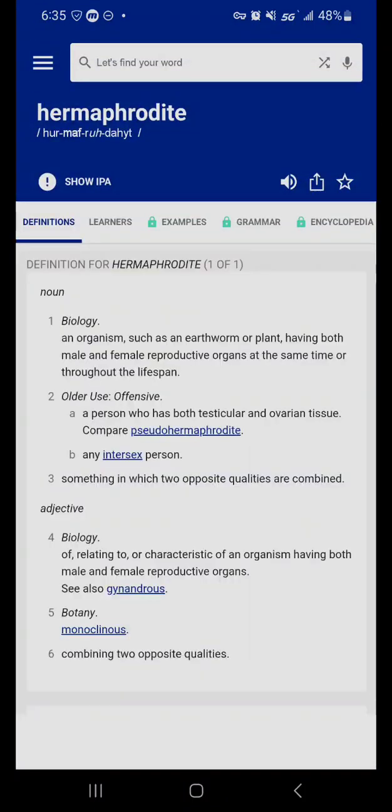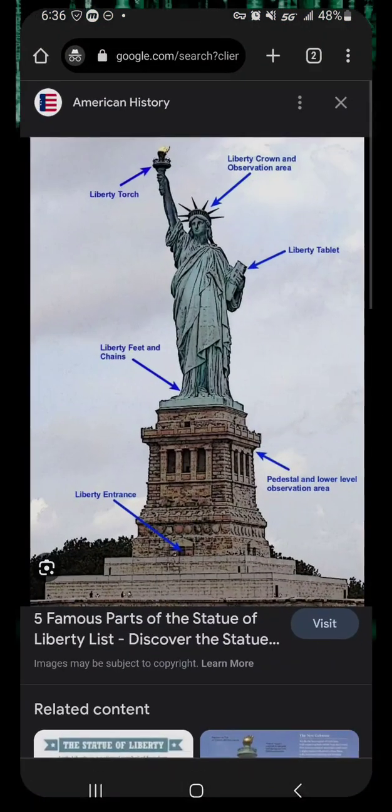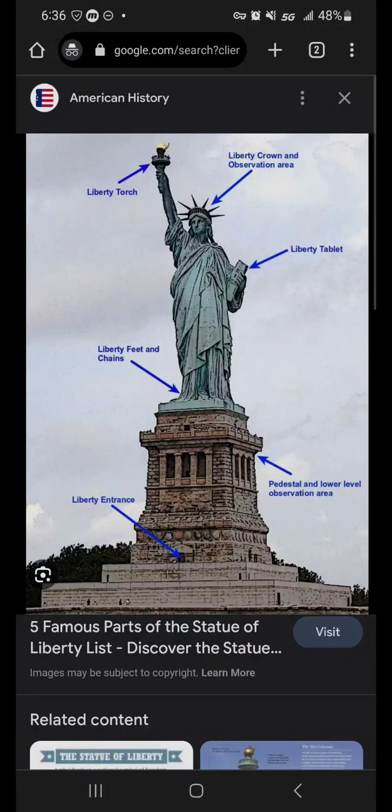So let me go to dictionary.com. Hermaphrodite in biology, an organism such as an earthworm or a plant having both male and female reproductive organs at the same time or throughout its lifespan. Older use or offensive use: a person who has both testicular and ovarian tissue. An intersex person, right? The alphabet community, man. LGBTI, man. The I is for the intersex, man. So Babylon been on this agenda since day one, man. But nonetheless, another thing about the Statue of Liberty.